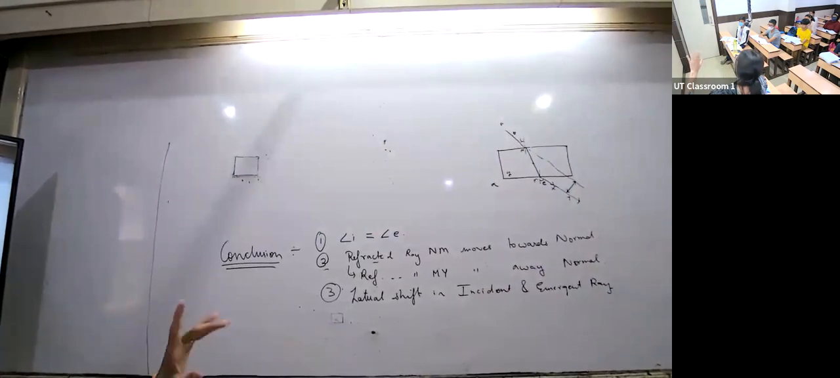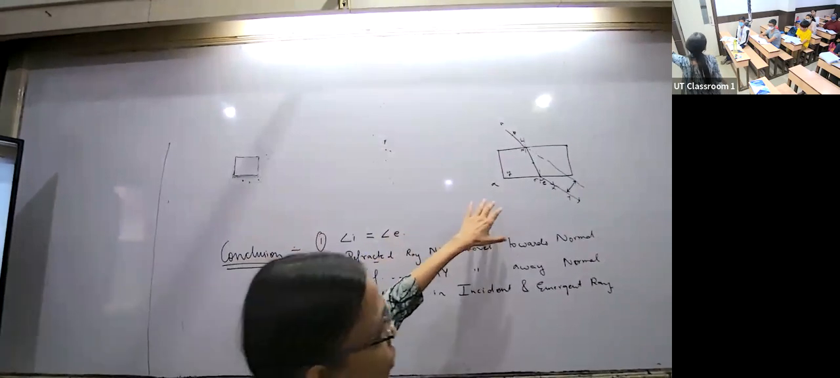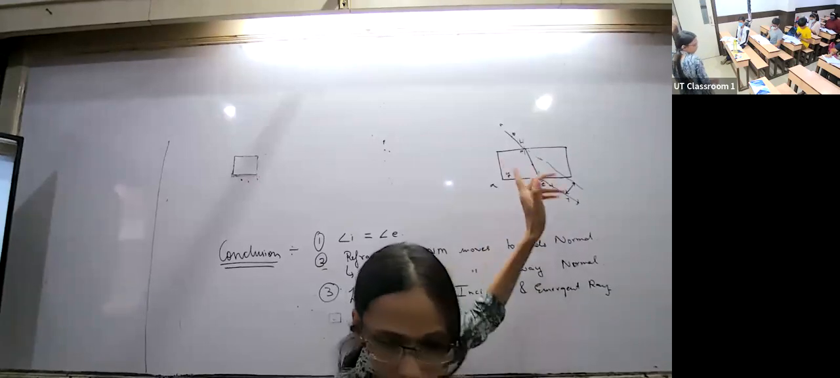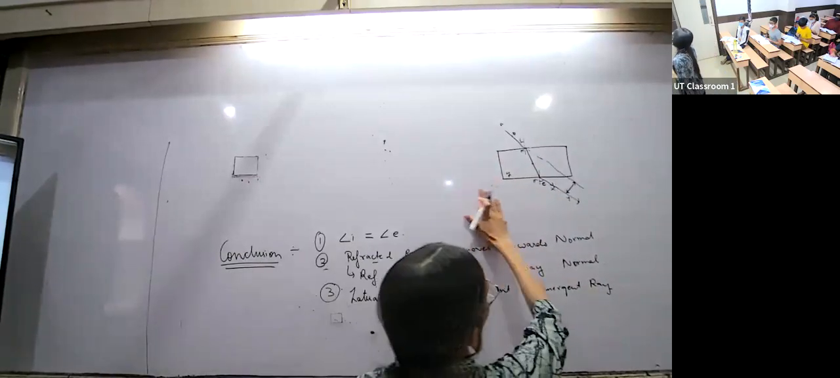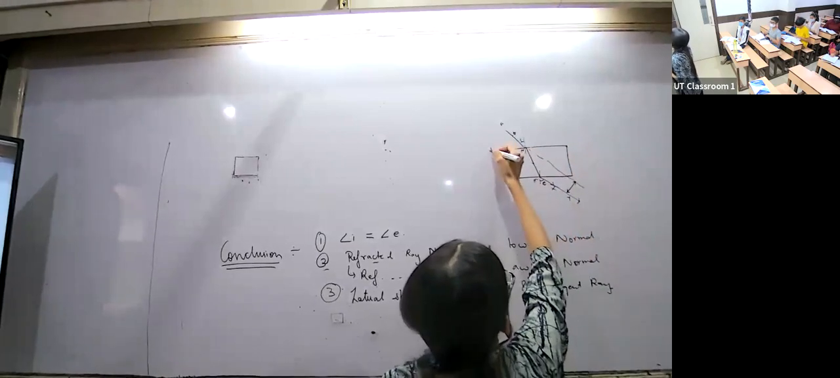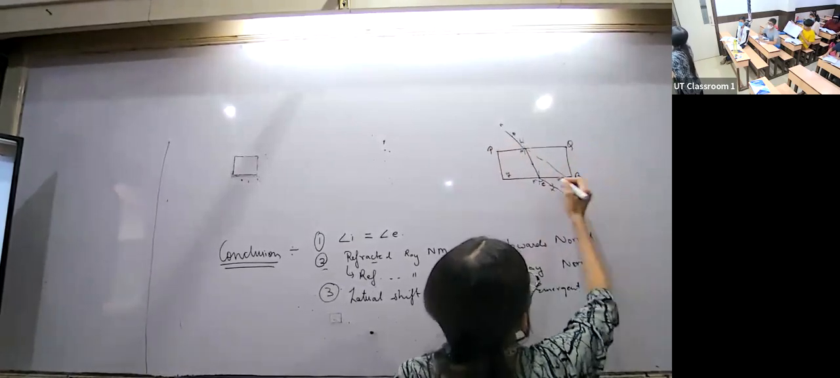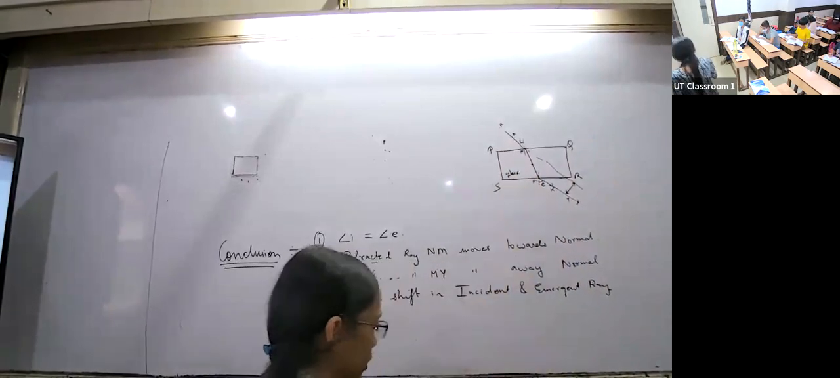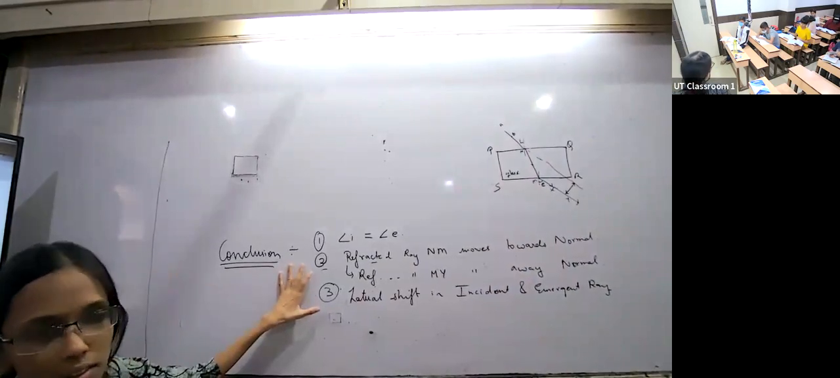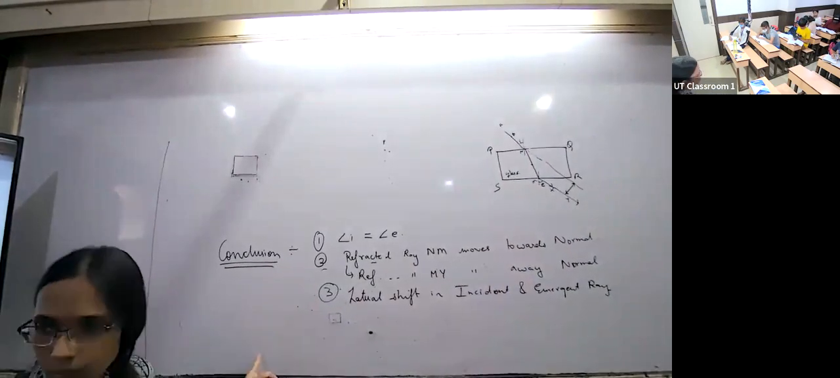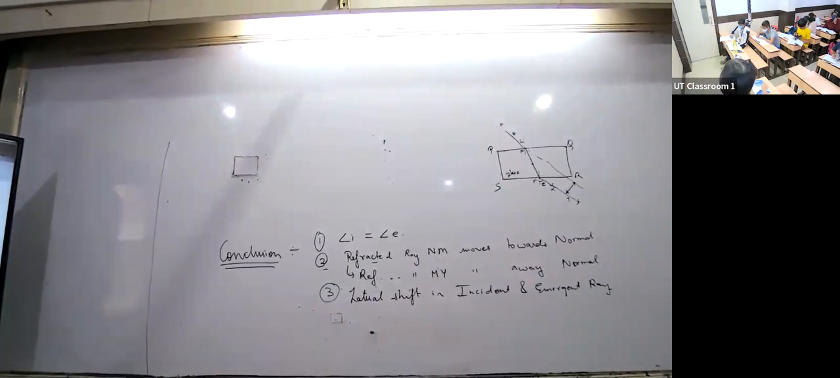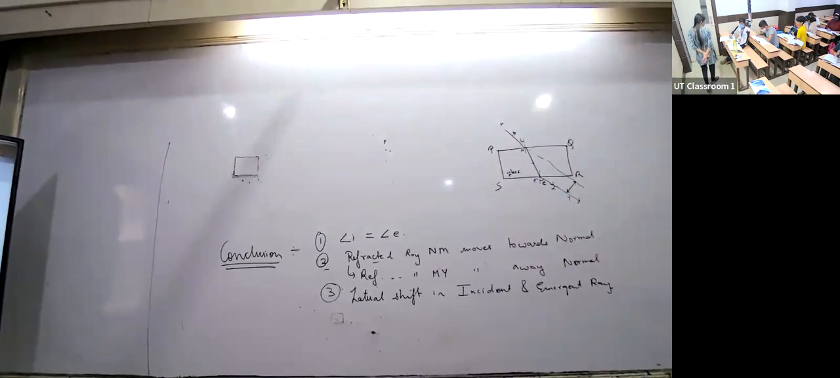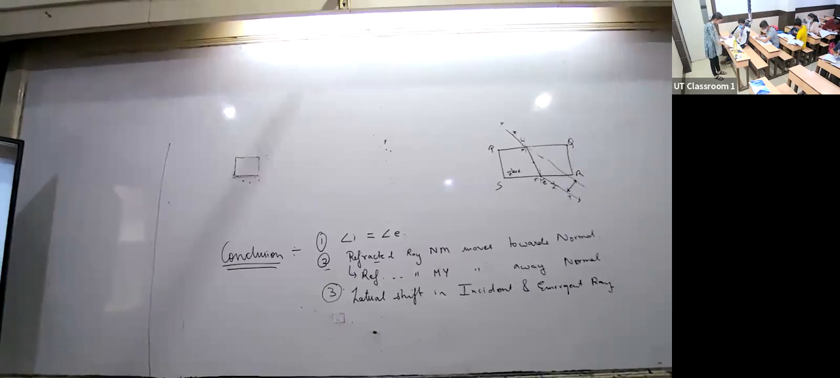I want you to draw this properly using your scale so that you do not have such a messy diagram. Name your glass slab something like PQRS. This is glass. Put conclusion. Put conclusion. And I'll see if we have some questions on this.